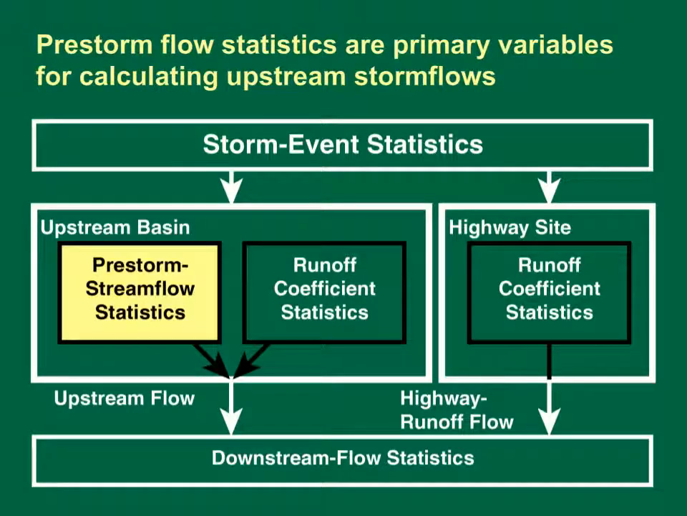As this diagram indicates, pre-storm flow statistics are primary variables for calculating upstream storm flows. Monte Carlo methods are used to generate a population of pre-storm flows from the upstream basin. The stochastic precipitation event, runoff coefficients, and hydrograph timing variables also determine the volume of concurrent flows.